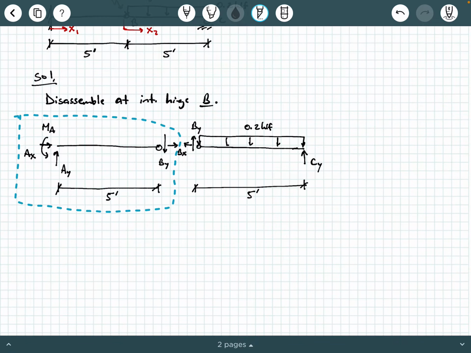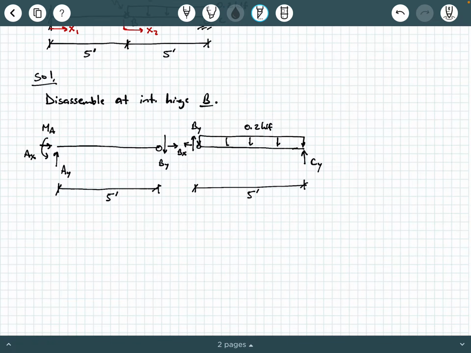Why can we not start with the left free body diagram? I'm going to tell you the answer, so you better pause the video if you want to keep thinking. The reason is because there are 5 unknown reactions in this left free body diagram. You have 3 external reactions at point A, and then you have Bx and By at the internal hinge B. And you only have 3 equilibrium equations that you can use. So you're not going to be able to do much with the left free body diagram at this stage.